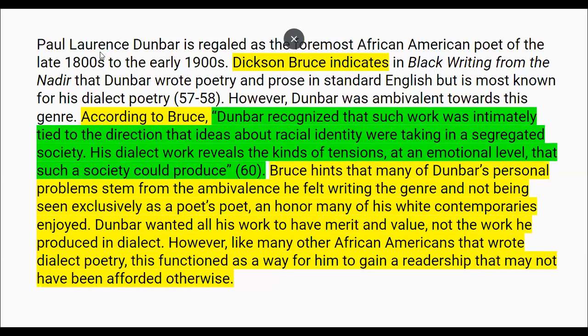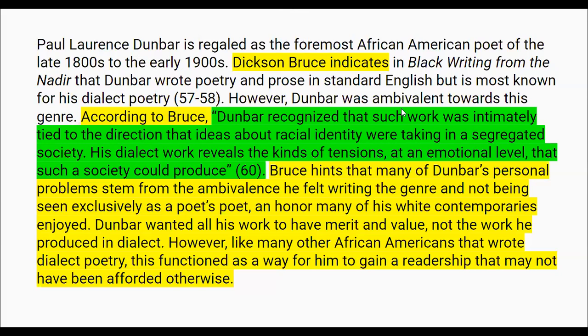So you can see here that Paul Laurence Dunbar is regaled as the foremost African-American poet of the late 1800s to early 1900s. Dixon Bruce indicates in Black Writing from the Nadir that Dunbar wrote poetry in prose and standard English, but is most known for his dialect poetry. However, Dunbar was ambivalent towards this genre. And then we see a signal phrase. According to Bruce, Dunbar recognized that such work was intimately tied to the direction that ideas about racial identity were taking in a segregated society.